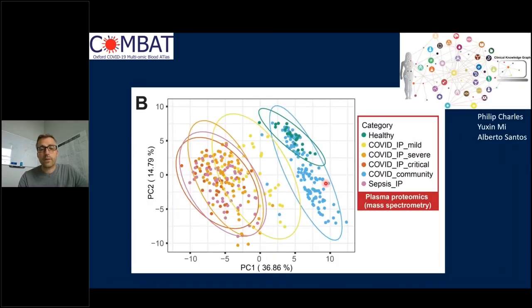This is also obvious when we look at principal component analysis of all these data, and you can see that here the healthy controls really nicely overlap with the mild or symptom-free corona cases. And while we go further to the left alongside principal component 1, basically the disease gets more severe, and then we get some overlap with sepsis as well. And this was done together with Phil and Yoshin, and as well Alberto, using also the clinical knowledge graph that he has developed.